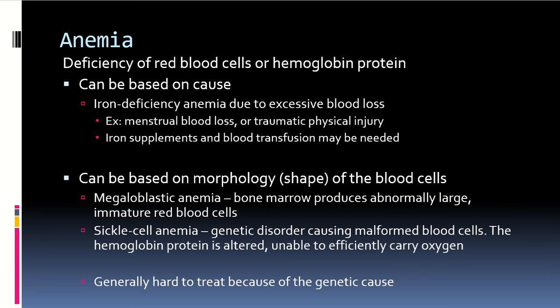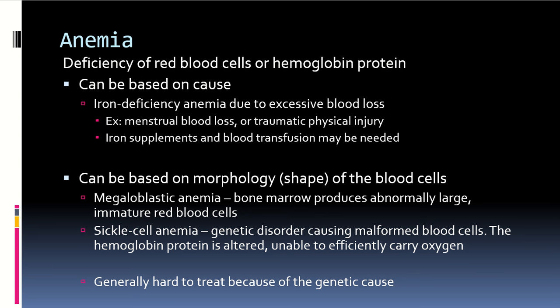Anemia is another type of blood condition, and it involves a deficiency of red blood cells, or a deficiency in the protein hemoglobin, which is essentially what binds to oxygen and allows red blood cells to carry it to where it needs to be. And hemoglobin is the protein in red blood cells that binds to carbon dioxide, allowing red blood cells to carry carbon dioxide back to the lungs.